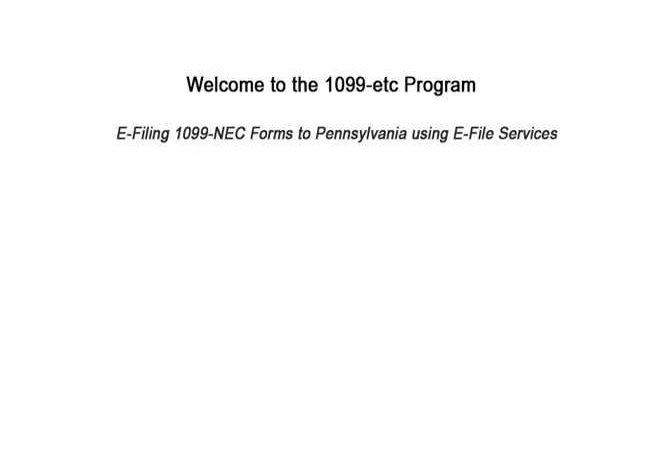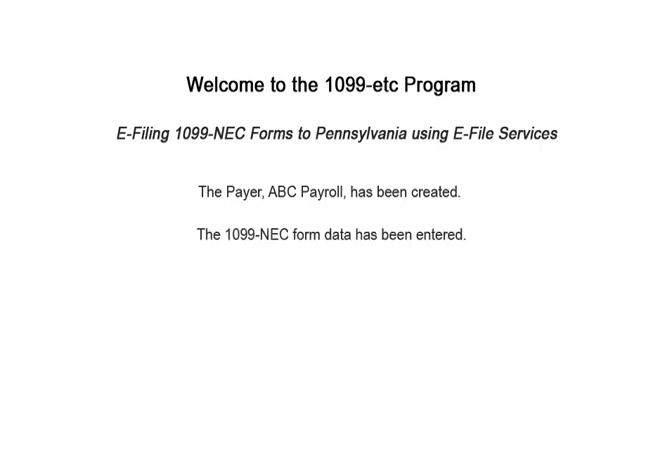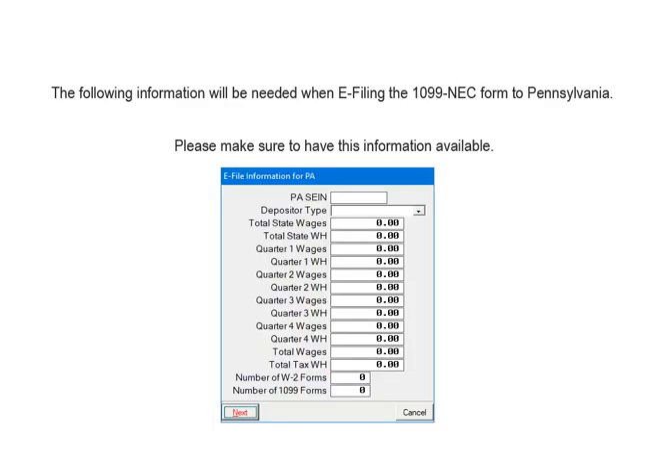This tutorial covers e-filing the 1099 NEC forms to Pennsylvania using e-file services. To begin, the payer ABC payroll has been created and the 1099 NEC form data has been entered. The following information will be needed when e-filing the 1099 NEC form to Pennsylvania. Please make sure to have this information available.